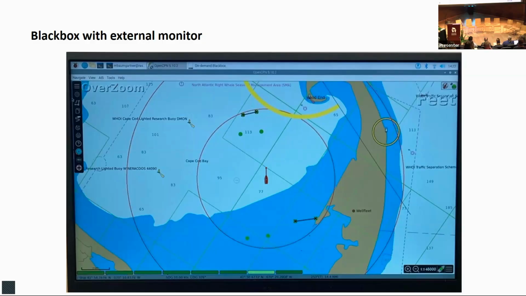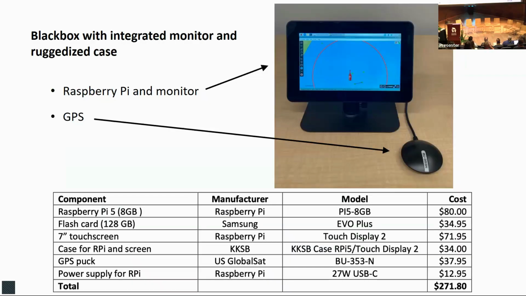This is another version of it, not another version of software, but another version of the hardware. In this case, it's a small 10-inch touch screen in a ruggedized case. If this thing's going to get knocked around in a wheelhouse, you would want something like this. But it's the same thing, and now we're down to $270. And again, we could probably drop that by another 30 or 40 bucks.